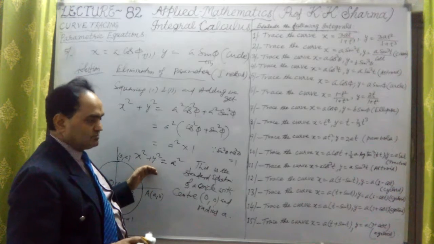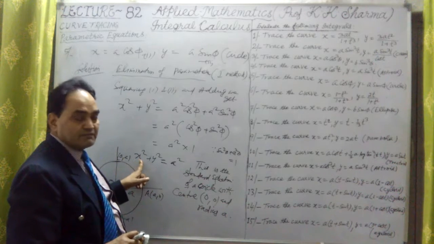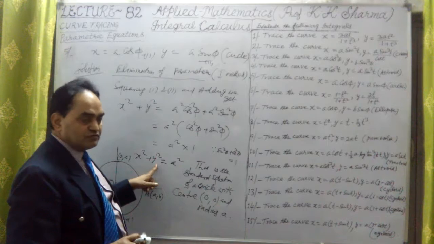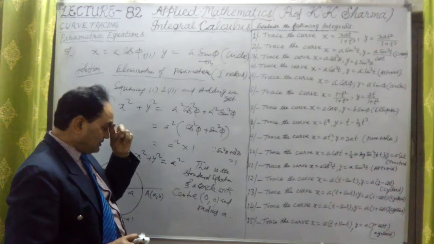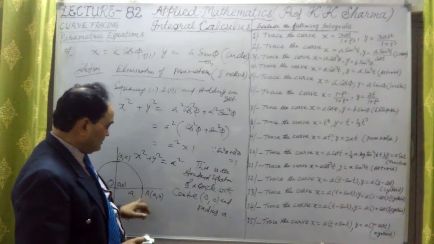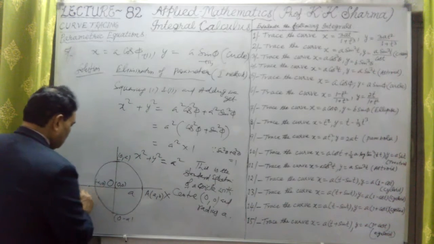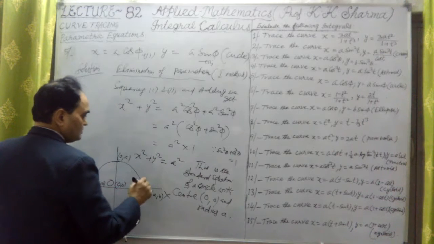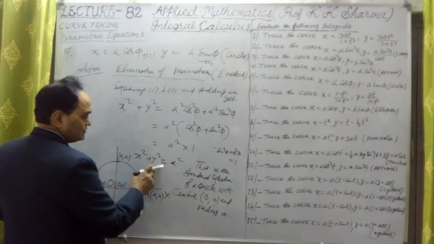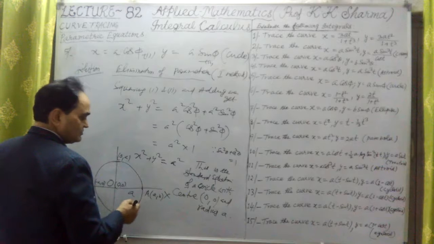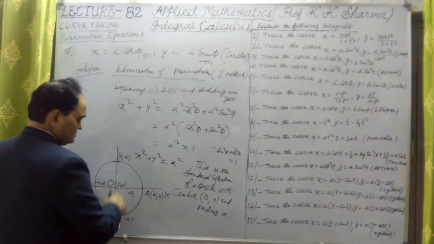This way we can describe. After that we substitute y equal to 0. If I substitute, then x square equal to a square, x equal to plus minus a. The curve will meet the axis of x at points (a, 0) and (-a, 0). Then if I put x equal to 0, y square equal to a square again, y equal to plus minus a. So that is also the points.